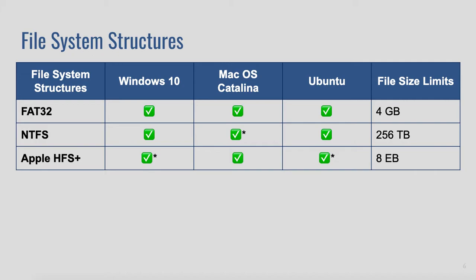The second example there is NTFS. NTFS was designed for Windows specifically as sort of a new version of file systems. Windows 10 obviously can read it and obviously can write it. Ubuntu can also read it and write it. Mac OS Catalina can read it and can write it, but you'll notice there is a small asterisk there.